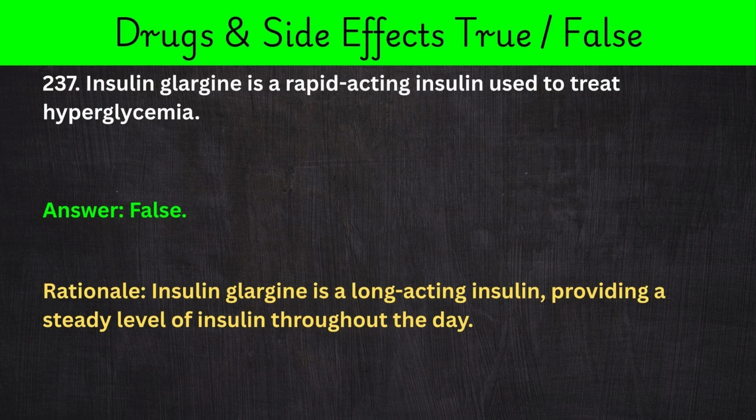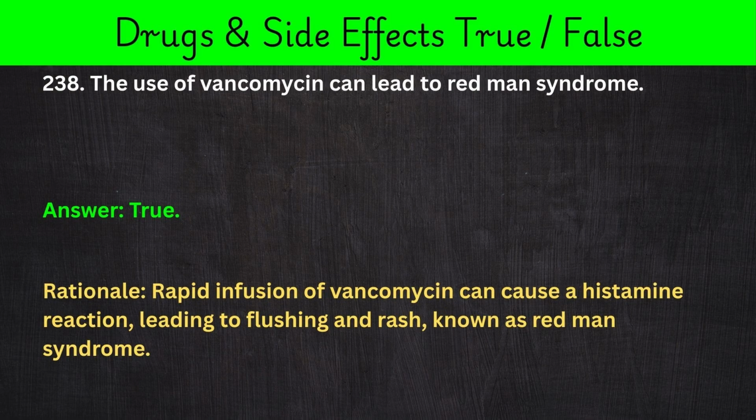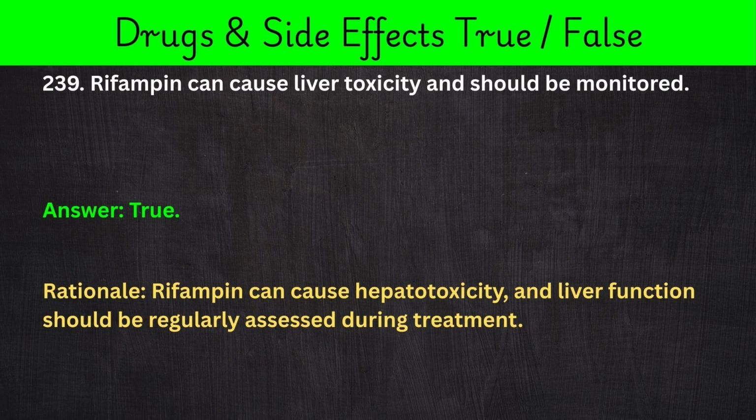237. Insulin glargine is a rapid-acting insulin used to treat hyperglycemia. Answer: false. Rationale: insulin glargine is a long-acting insulin, providing a steady level of insulin throughout the day. 238. The use of vancomycin can lead to red man syndrome. Answer: true. Rationale: rapid infusion of vancomycin can cause a histamine reaction, leading to flushing and rash, known as red man syndrome.